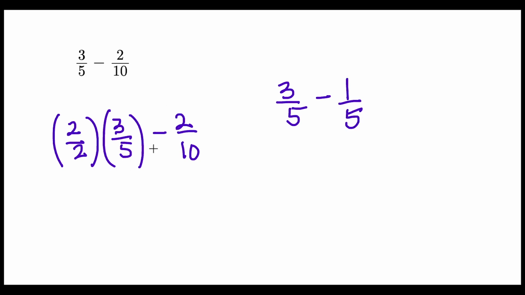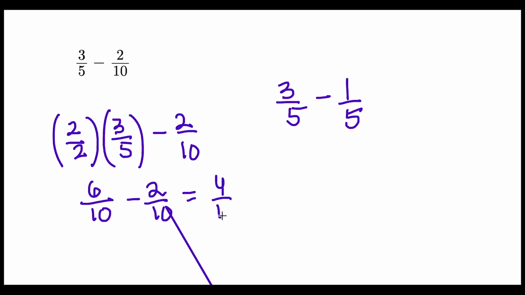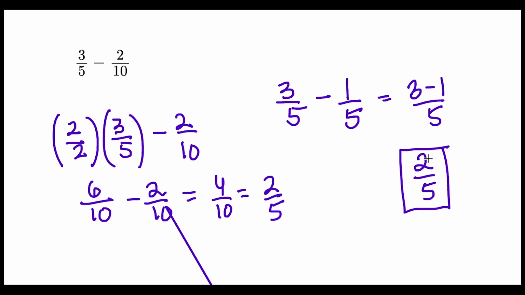So this process is actually a little bit longer since you're going to have to simplify at the end. 2 times 3, we get 6 over 10 minus 2 over 10, or 4 over 10, and that simplifies to 2/5. When I do it this way and get the smaller denominator, I don't have to go through the extra process of simplifying, and my answer is just 3 minus 1 over 5, or 2 over 5. I don't care which way you do it as long as you're getting the right answers.